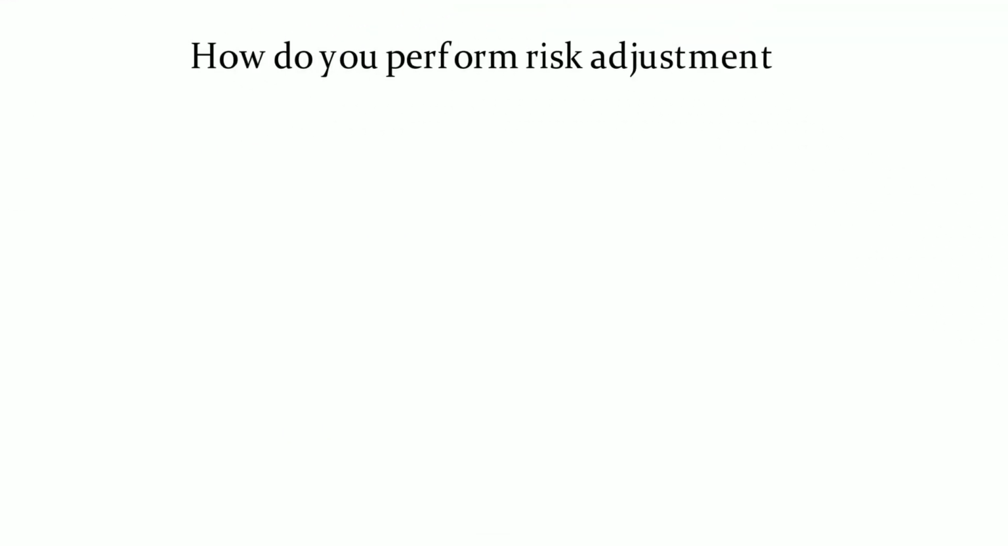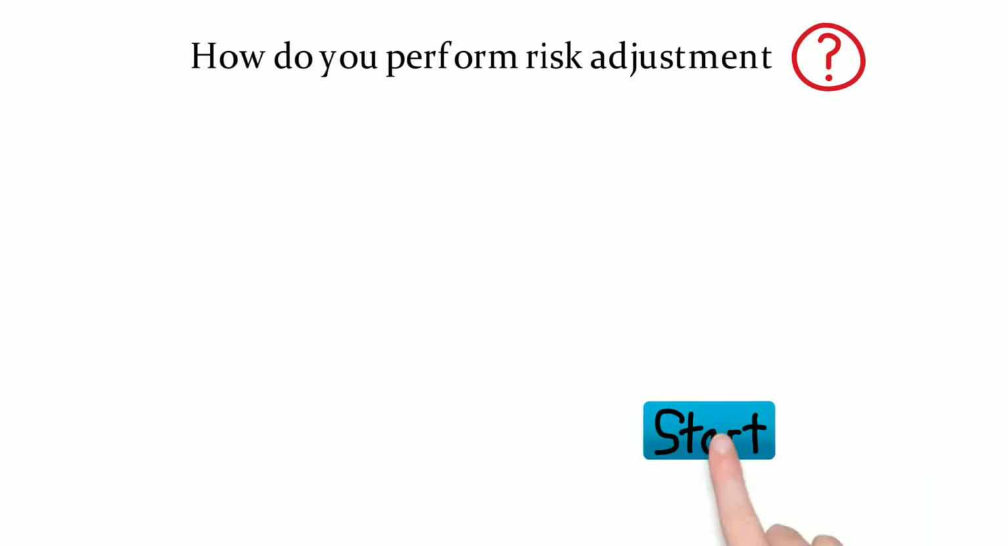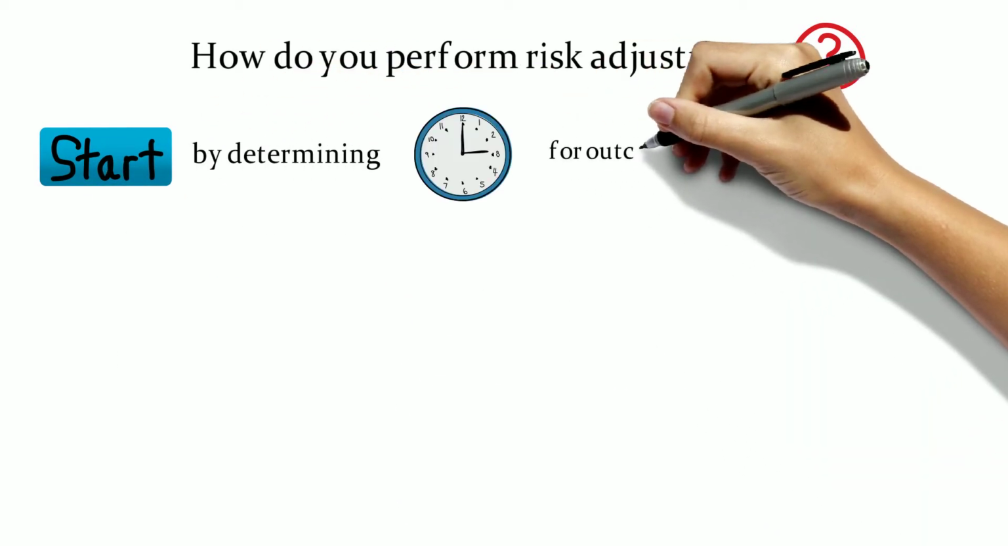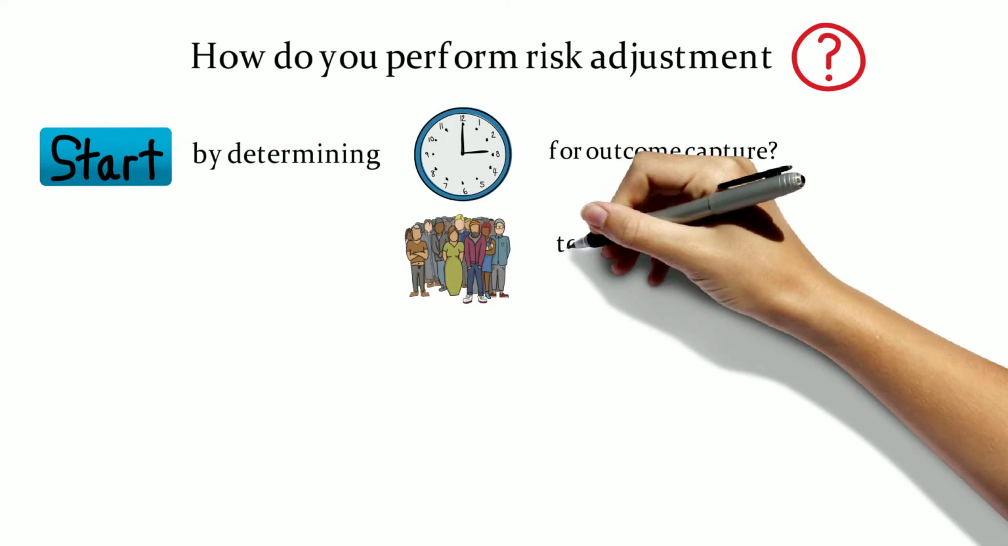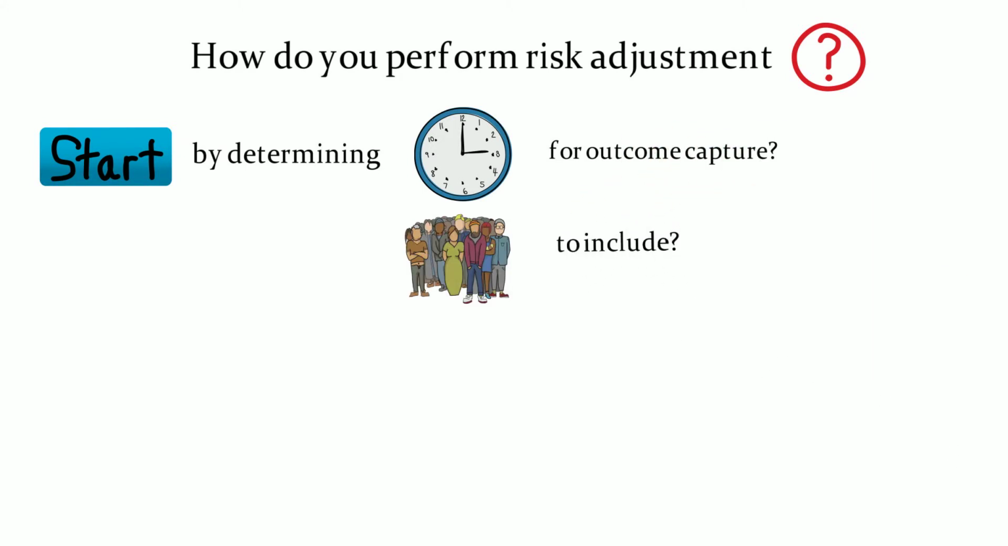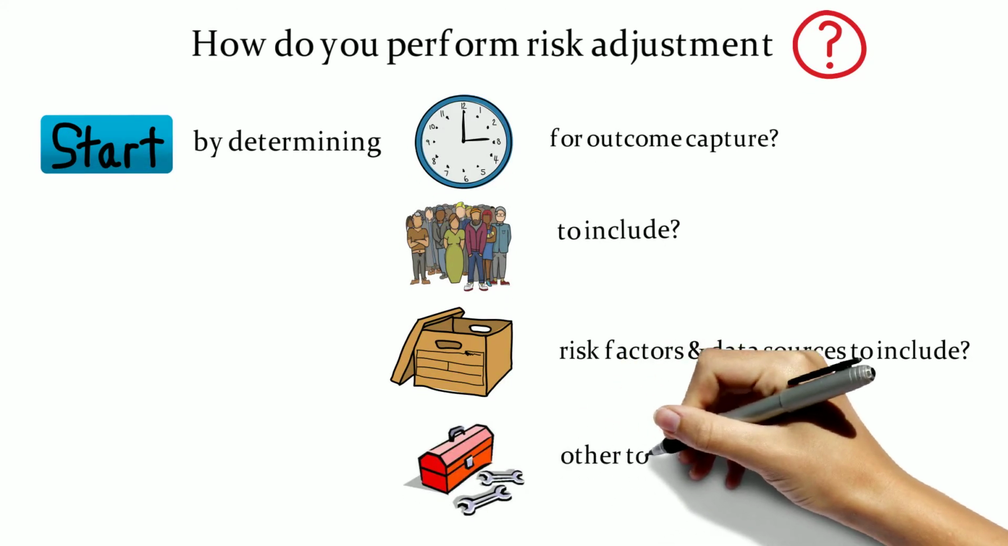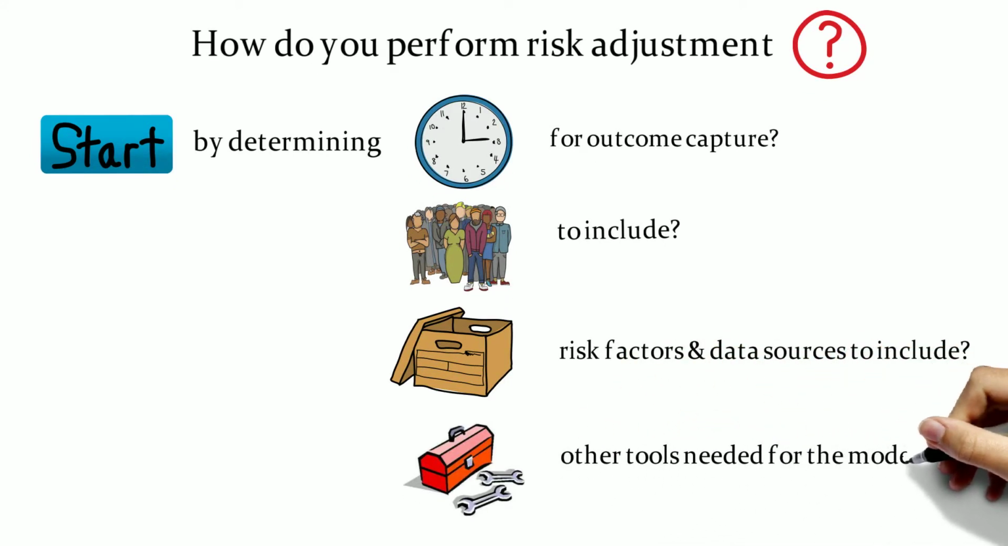So how do we risk adjust? Risk adjustment entails the development of a statistical model that explains the outcome of interest based on a patient's characteristics we want to control. First, we start by determining the time frame of the outcome of capture, the population to include, the risk factors and data sources to include, and finally, the other tools that are needed for the model.